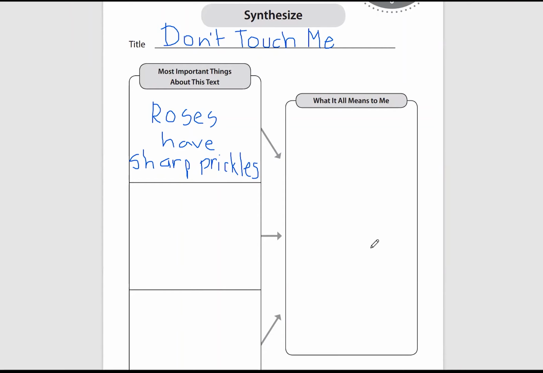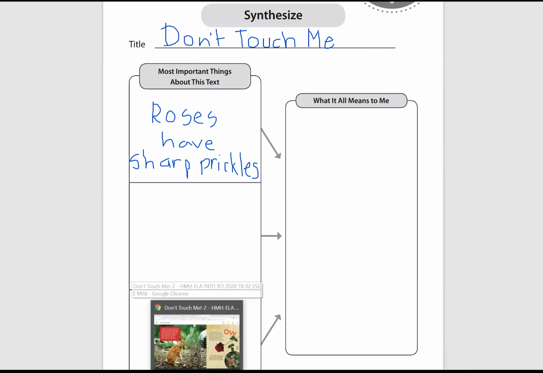So as you read on, capture those pieces of important details, important information, record them on your graphic organizer, and then stop and think how they all fit together. Okay, what does it all mean? What is the big picture?